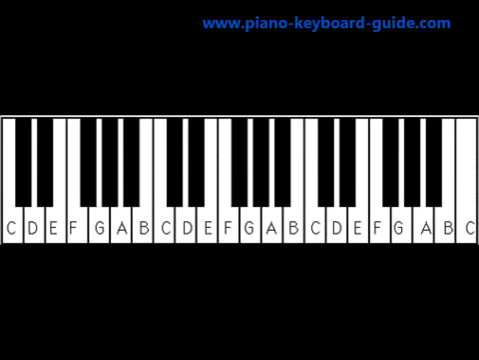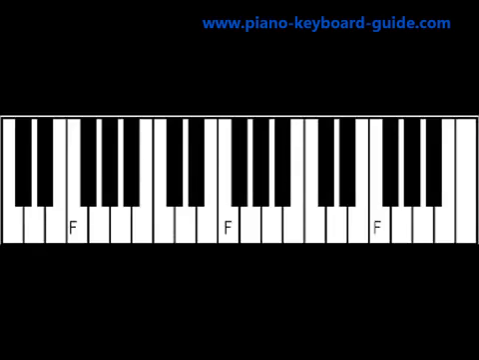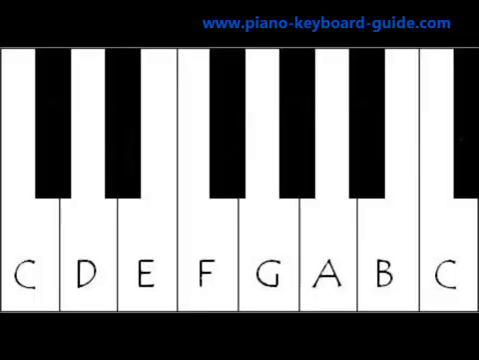Take a look at where F is located on the keyboard. While C comes right before a set of 2 black keys, F comes before a set of 3 black keys. So we now know the notes of the white keys. How about the black ones?